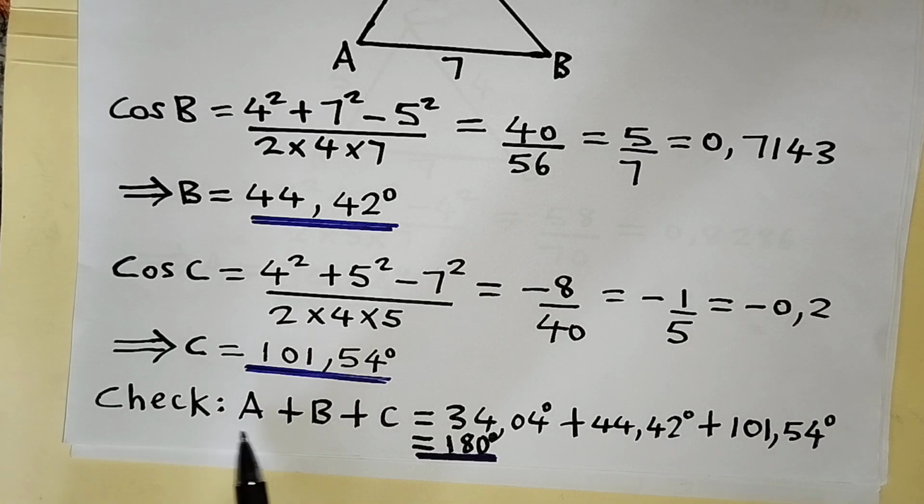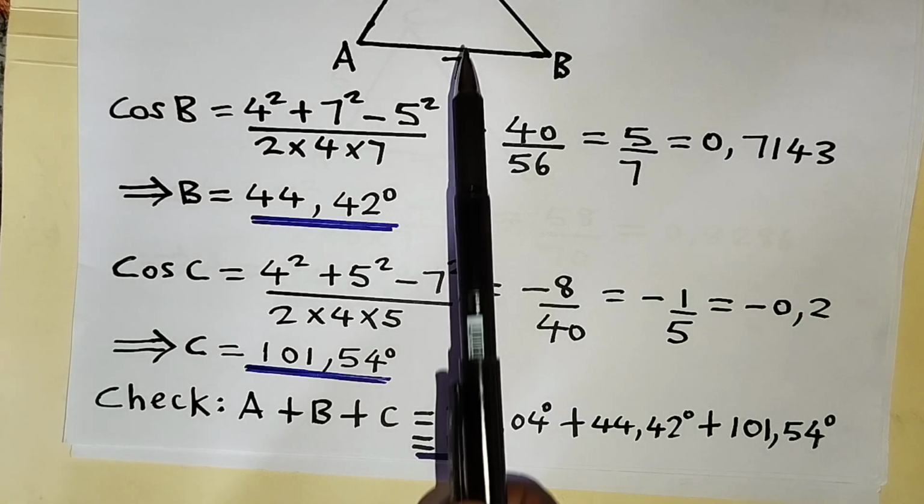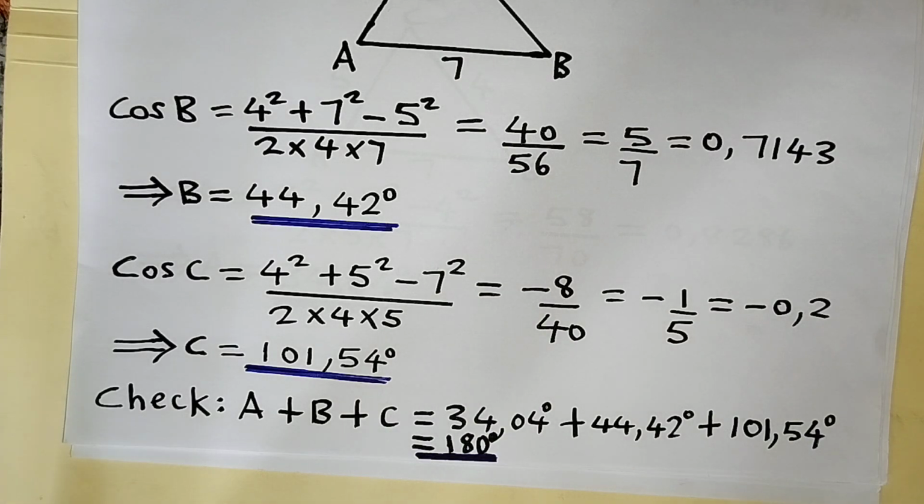Okay, so we want to check whether our calculations were correct. I'm going to add all the three angles of this triangle ABC. If my working was correct, I'm supposed to get 180 as the sum of the three angles. So angle A is 34.04 degrees, plus angle B 44.42 degrees, plus angle C 101.54 degrees, and I'll get 180 degrees as the sum, which is a confirmation that my calculations were correct. So this is the cosine rule for solving triangles, mainly those which are not right-angled triangles.